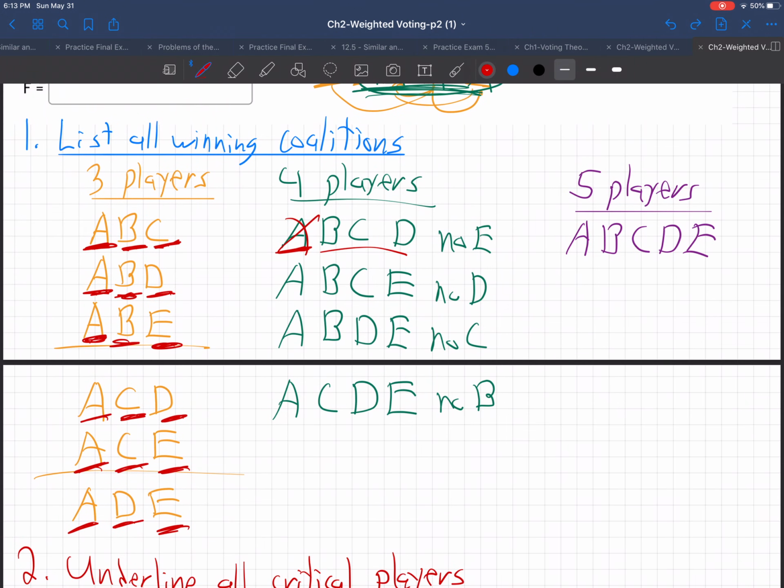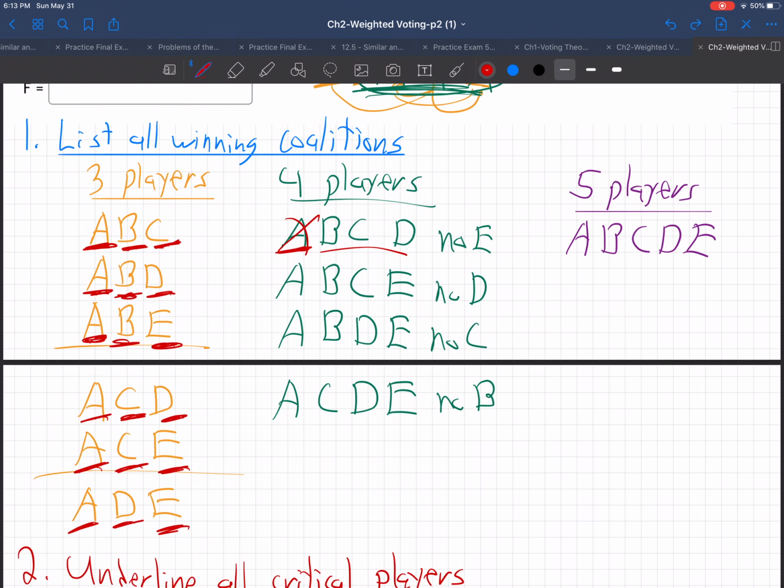How about D? If D drops out, they're okay. They still got A and 2 others, A, B, C. So D's not critical either. If he drops out, it's okay, right? Remember, critical means if you drop out, then the team loses. So D's not critical. So only A on that team. Likewise, only A on this team, only A here, only A here. On all the 4-player teams, only A is going to be critical. If A drops out, yeah, they lose because they got to have A and 2 others. But if any of the other players drops out, it doesn't matter.